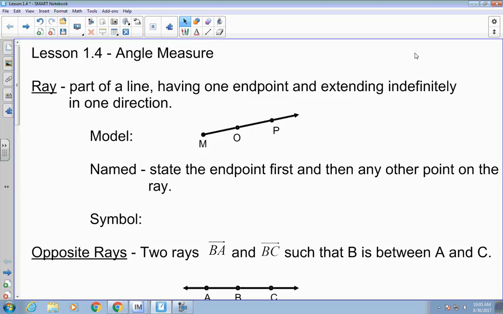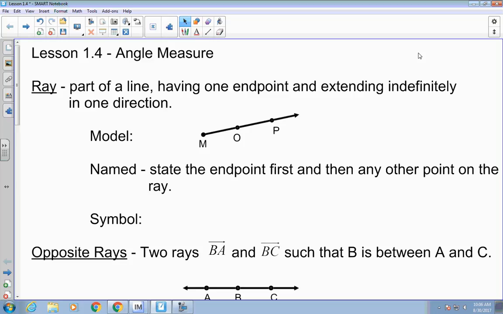I think of it like a flashlight or a laser pointer or something like that. It starts at a particular point and then it extends indefinitely in one direction. So this is an example of a ray.